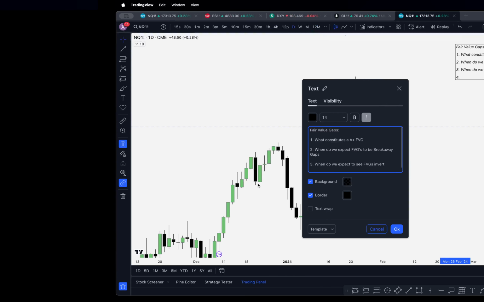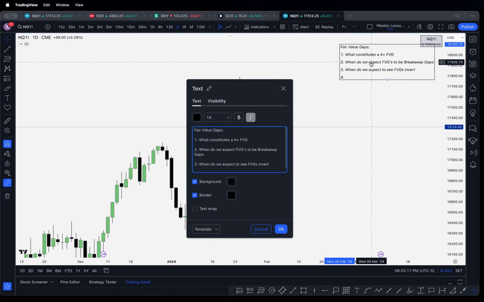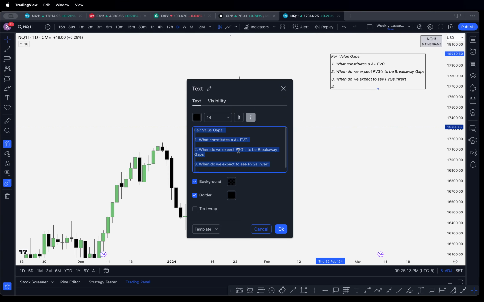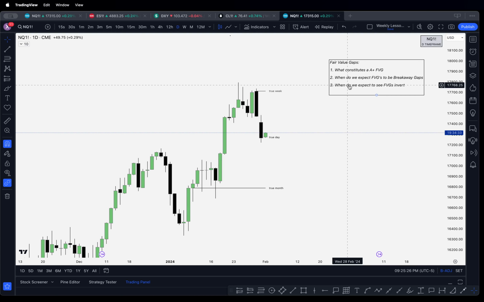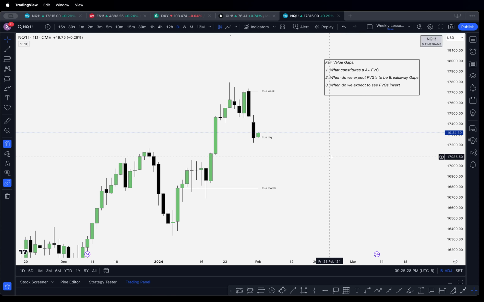Any questions anyone has about fair value gaps? They're one of the most basic PD arrays, but there's a lot to them. If not, then I'll go with these three because these are probably the three things that I want you guys to know the most. Okay, let's talk about these three things. What constitutes an A plus fair value gap? When do we expect fair value gaps to be breakaway gaps? And when do we expect to see FVGs invert?